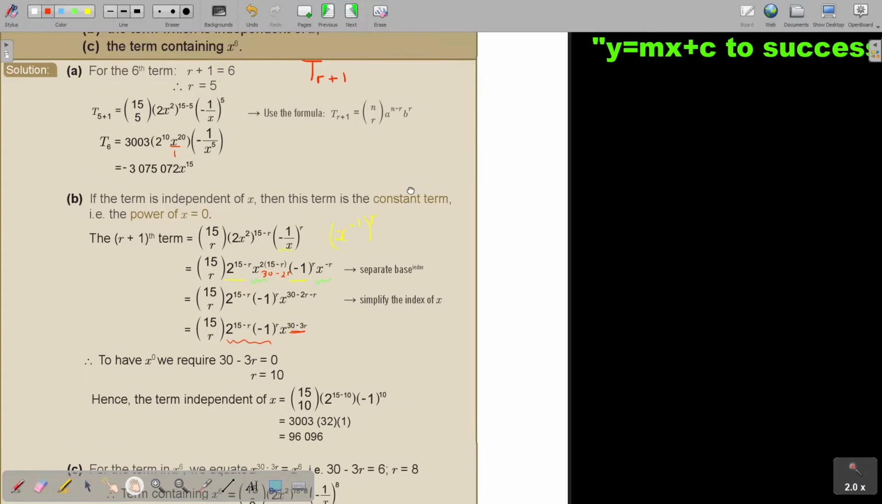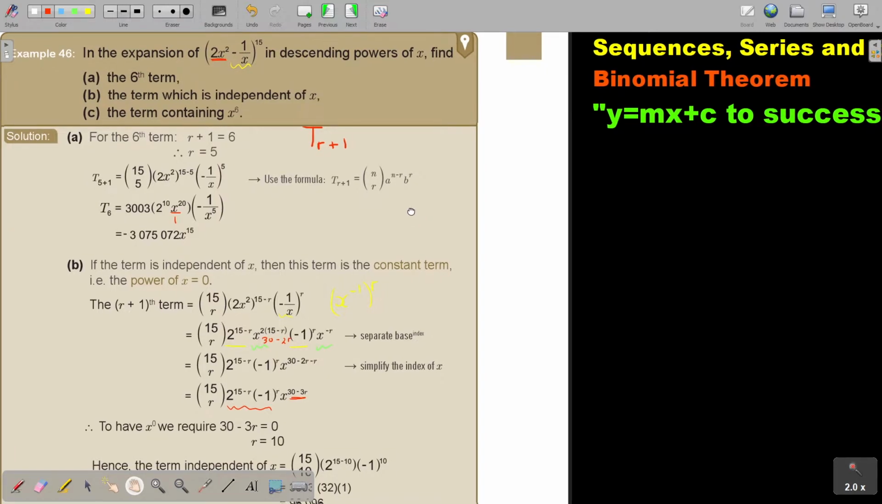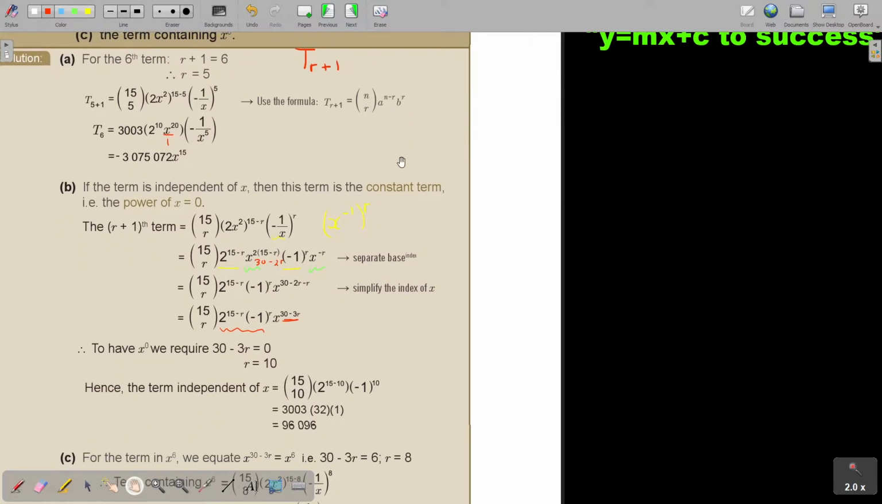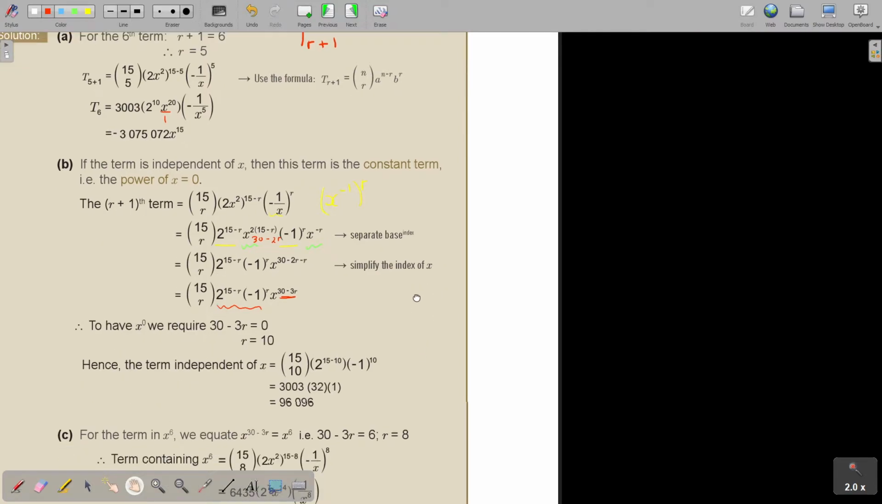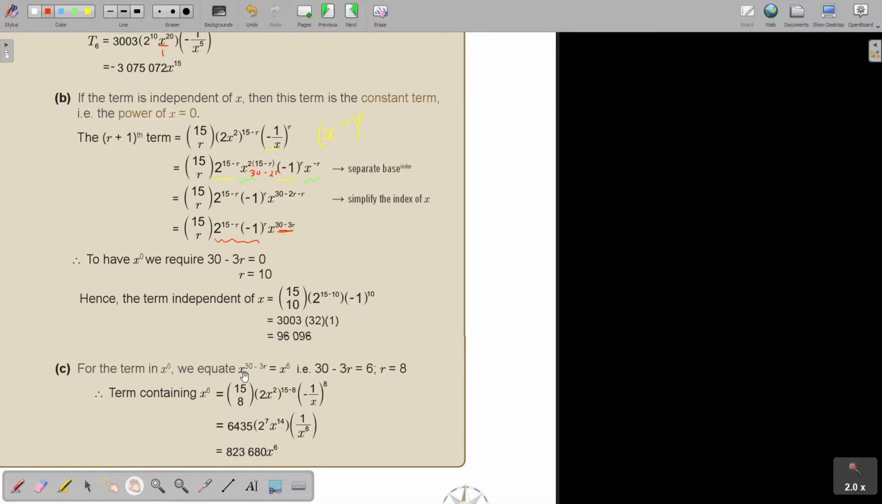Now, I take it a little bit further. The term containing x^6. If the term containing x^0, now I'm just taking that part, just like I did there and equal to 0, I will now just take that and equal to 6. That's basically what it is, do you see? Now, instead of 0, I will just put 6. And if I simplify this, I get the value of r is 8.